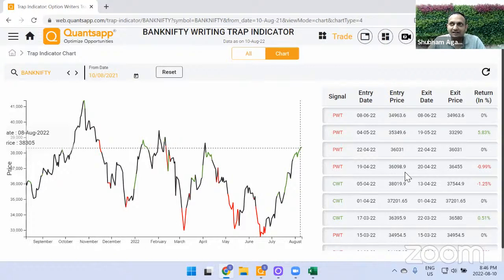One of the best things that we have invented in recent time, out of the research that we keep doing all the time, is the trap indicator for sure. For option buyers, it is important to know when writers are going to get trapped and when writers can lose money. And to detect that is not a very easy game. You need a very sophisticated system to detect it.